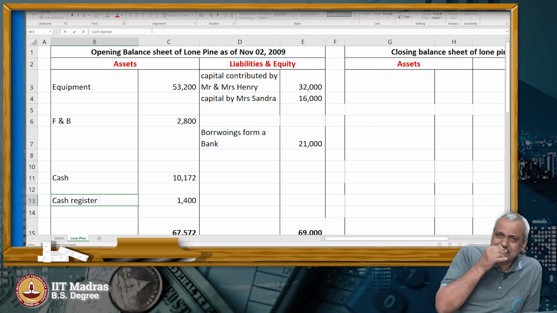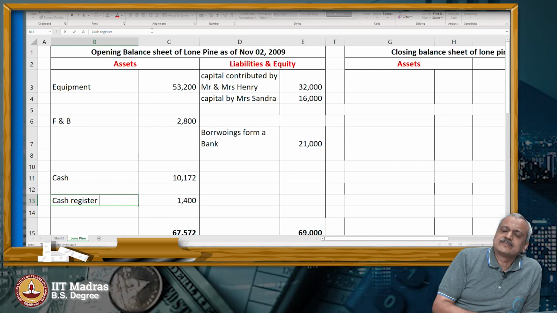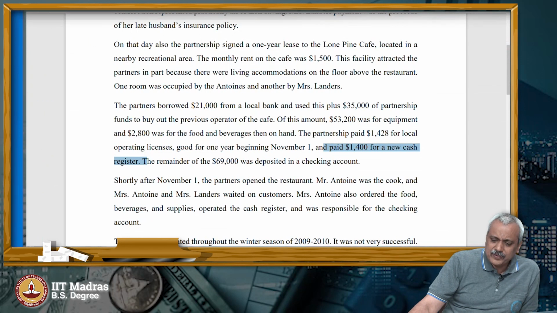Cash register is that machine which you use for entering and keeping cash and everything, and that is owned by whom? Owned by the cafe. So yes, cash goes down, and another asset has basically increased in the process. Now I am not finished, let me go back in this particular case.